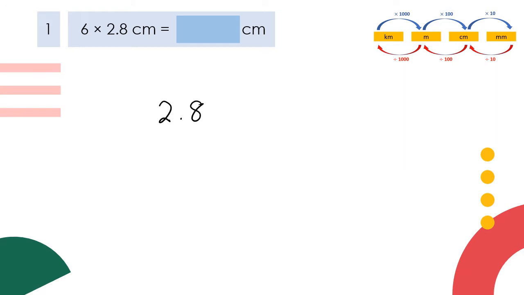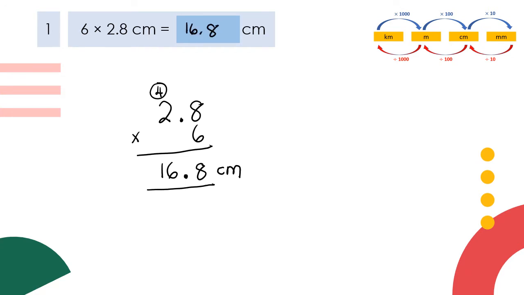2.8 times 6. 8 times 6 equal to 48. 2 times 6 equal to 12. 12 plus 4 equal to 16. Don't forget to write down the decimal point. The question has 1 decimal place, so the answer also has 1 decimal place. And last one, don't forget to write down the unit. So the answer is 16.8 cm.